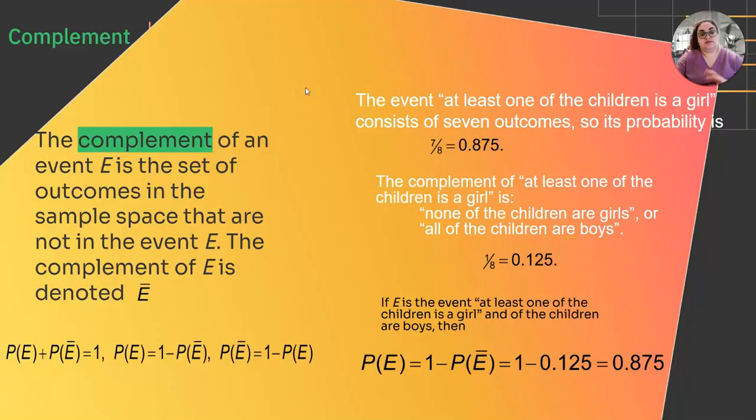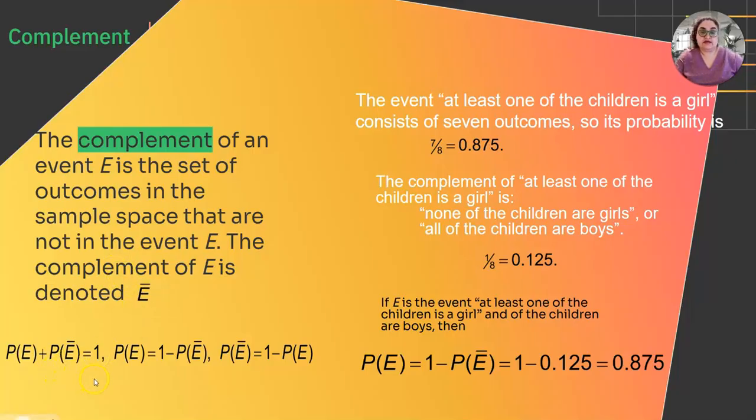Let's talk about a complement. An event is the chance of something happening, right? A complement is the sample space that is not in the event. Sometimes it's denoted with this E bar right here. Sometimes it's denoted E prime. Our book uses E bar, so we'll use E bar.